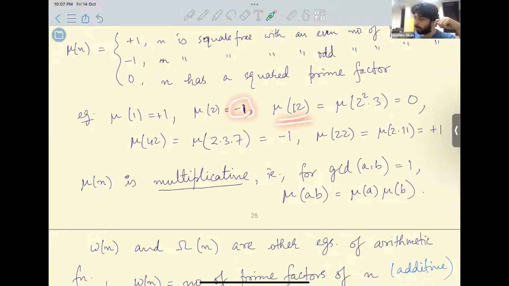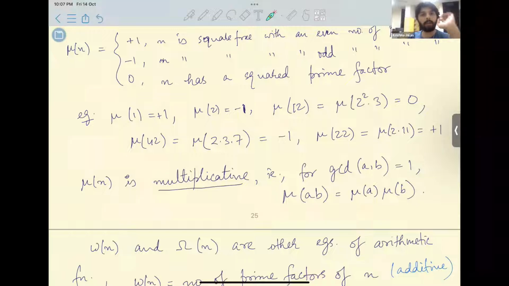Mu of 12 is mu of 2 squared times 3. So you notice this 2 squared appears. This is an example of a non-square free number. I'll explain what square free means in some time, but you should keep in mind that 12 is an example of a non-square free number. So I should assign a value of 0 to this.